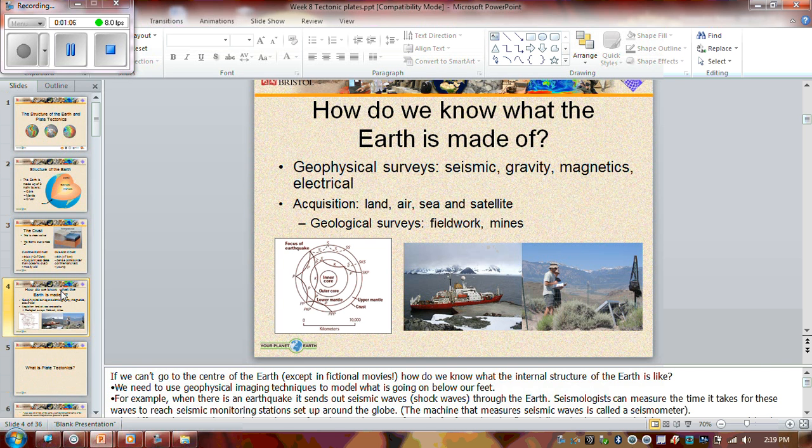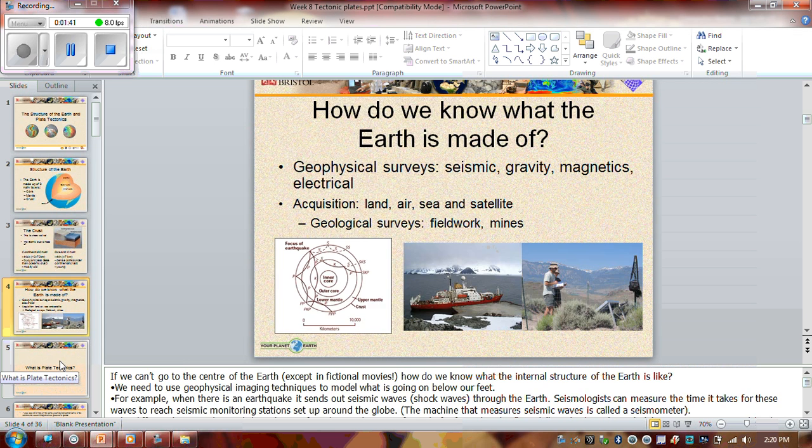Now, how do we know what the Earth is made of? A lot of students ask me that. Well, we can't dig down deep because of the conditions underneath, but there are ways we can figure it out: by knowing the seismic information that we get from earthquakes, gravity, magnetic fields, electrical fields, and so on, and through air and sea, satellites, field work, and mining. These are all different ways we can get to know what the Earth is made up of.